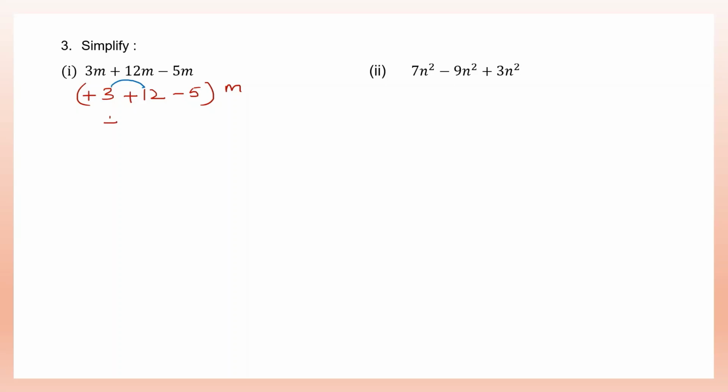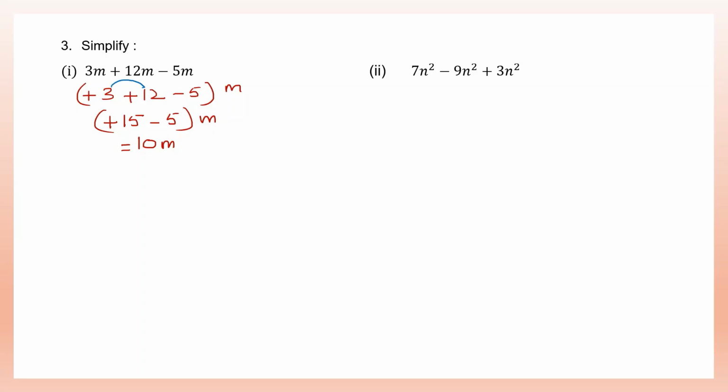Let's go to the next sum, simplify. So here we have again addition and subtraction. So let's do it carefully. They're all like terms. Let's put them all together. Since they're like terms, I'm just going to take the numbers. So this will be plus 3 plus 12 minus 5n. Add up the numbers that have the same sign. Plus 3 plus 12, I can add it up. 12 plus 3 is 15. Put the same sign. Minus 5n. 15 minus 5 is 10. 10n.